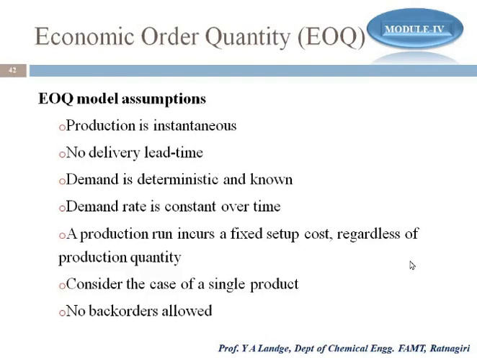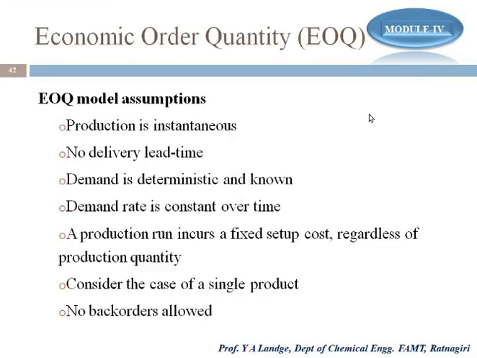So in the EOQ model assumptions, whenever you have any model, we have certain assumptions. So what are those assumptions? The first assumption is production is instantaneous, no delivery lead time, demand is deterministic and known, demand rate is constant over time, a production run incurs the fixed setup cost regardless of the production quantity. Consider the case of a single product, no back order allowed.